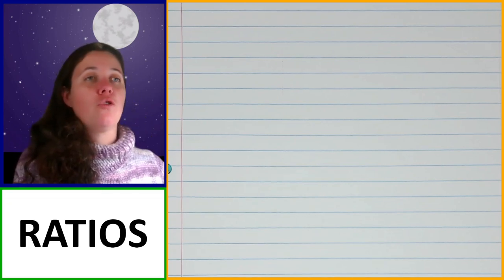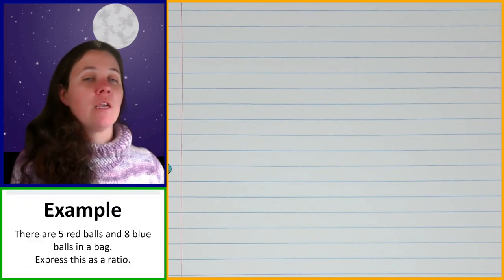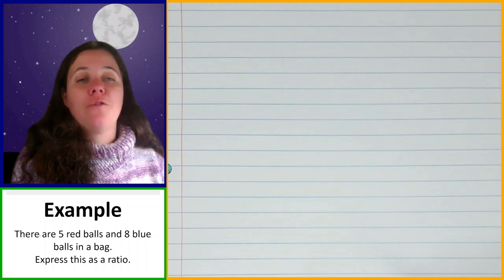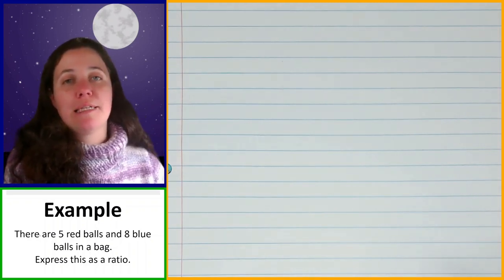So we're going to start off by looking at an example of just showing how to write a ratio. In this example, it says that there are 5 red balls and 8 blue balls in a bag, and we need to express this as a ratio.